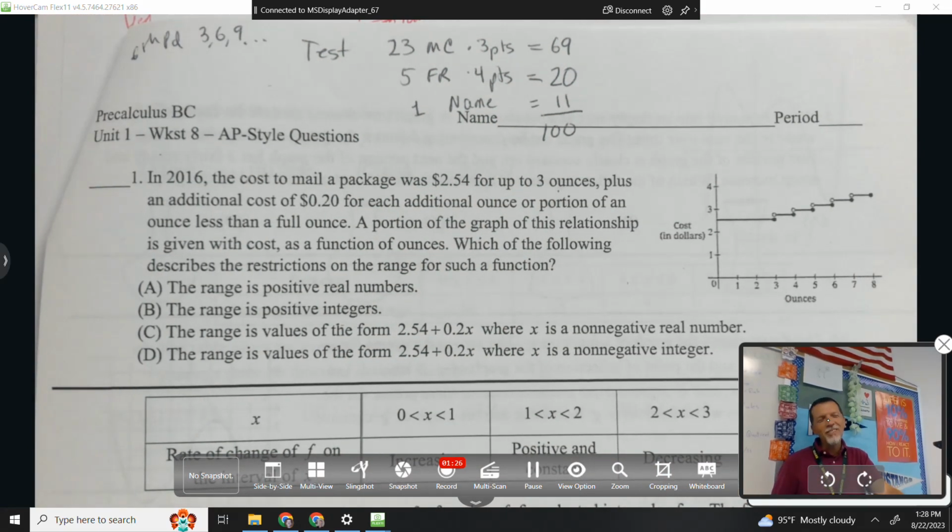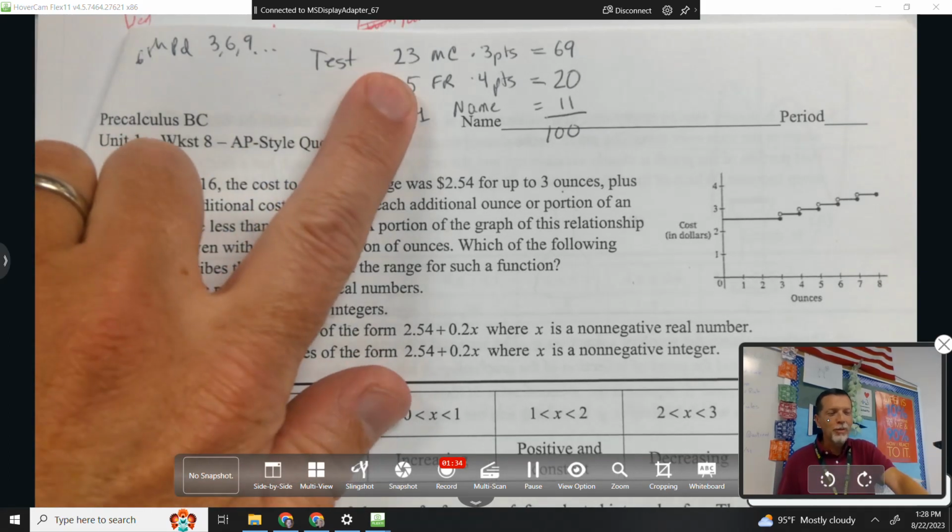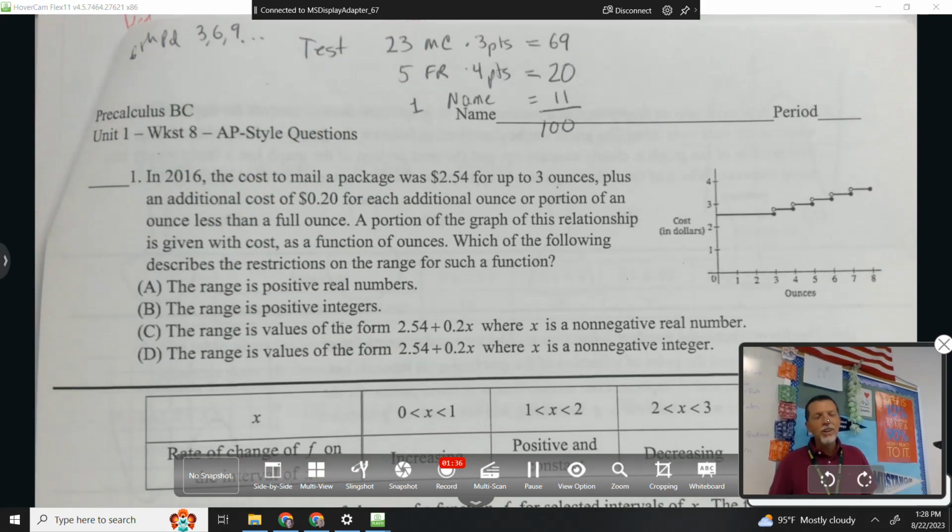But be careful. It's not like I add 11 points to your score. You can't make a 111. It's just if you missed everything, which is unlikely given that there's 23 multiple choice. Anyway, the lowest you could get is an 11. So there are some sort of free points built in, but it's not like an 11-point curve in the normal way you think of an 11-point curve.